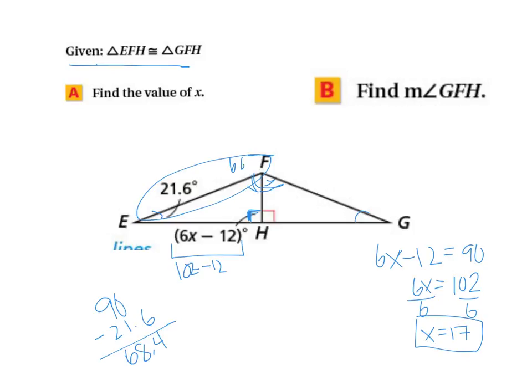68.4 degrees. And that's the same thing here because they're congruent, and this one would be 21.6 as well because it was congruent to E. Okay, and so it's asking you to find the measure of angle GFH. The x was 17. GFH would be this angle right here. And so we know it's 68.4 degrees.